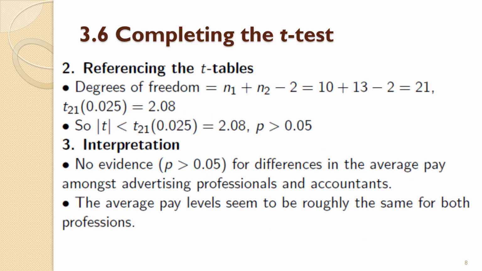Doing this by hand then, the next stage would be to reference the t-tables, so the number of degrees of freedom for the second sample, which should give you 21 in this case. The value that you need is the t21 value for 0.025. The t statistic is less than the value in the table, which is 2.08, therefore p.